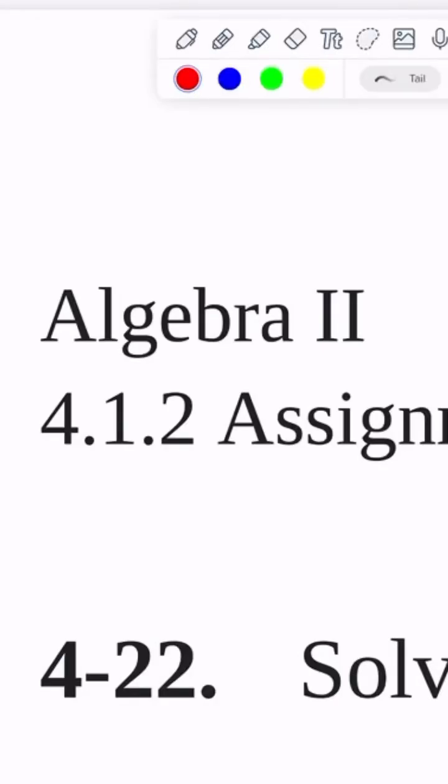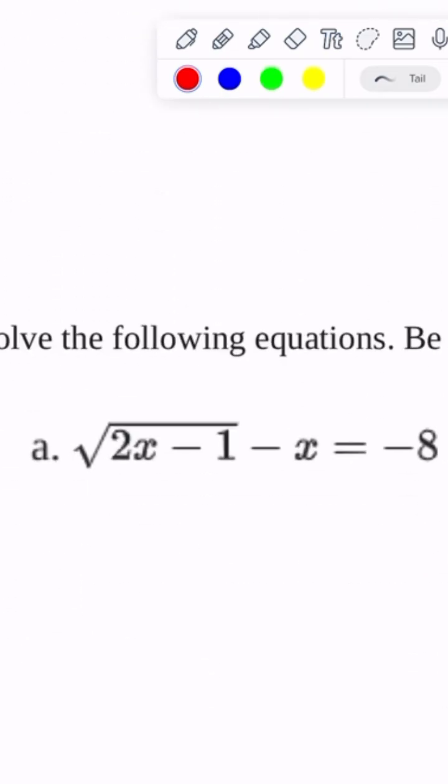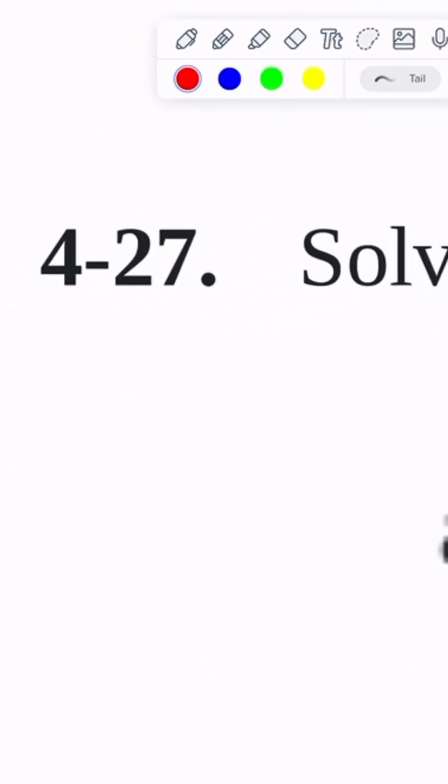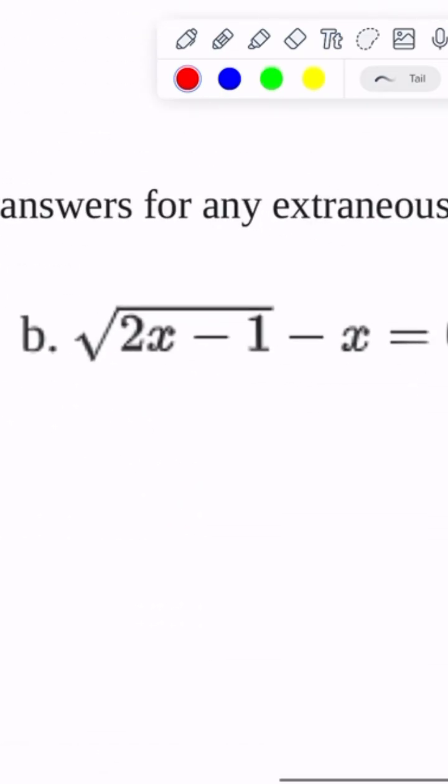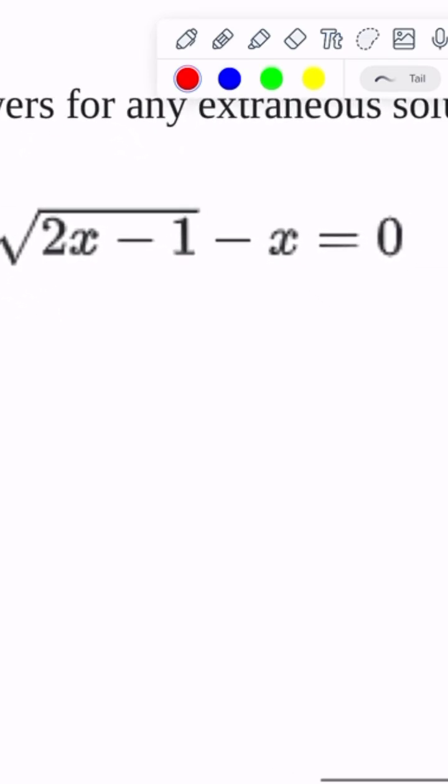Alrighty, mathematicians, we are in Algebra 2. This is section 4.12, and today we are going to be doing problem 4-27, and we are supposed to solve the equation and look for extraneous solutions. We're going to do letter B here, all right?